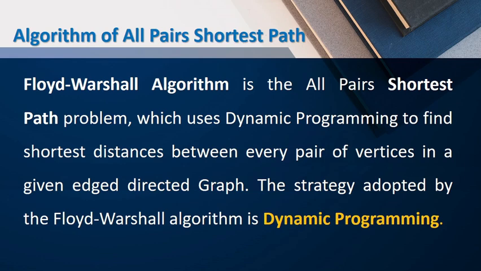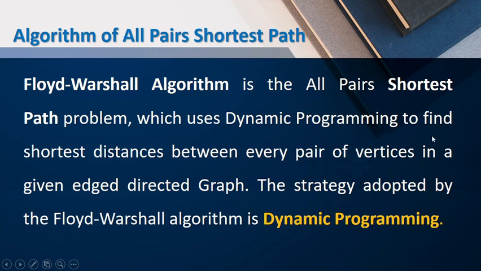So let's move on to the next topic, the algorithm of all pair shortest path. As we already mentioned, the Floyd-Warshall algorithm is the all pair shortest path algorithm which uses dynamic programming to find the shortest distance between every pair of vertices in a given edge-weighted directed graph. And the strategy adopted by this algorithm is dynamic programming. Do you know what we mean by dynamic programming? Yes, it means simplifying a complicated problem by breaking it down into simple subproblems in a recursive manner. It is called dynamic programming.